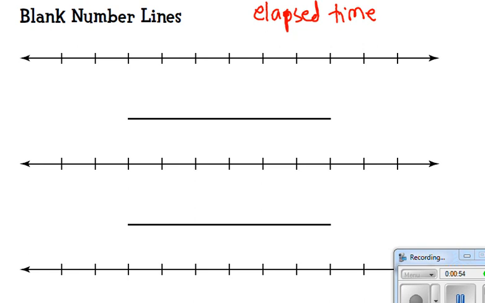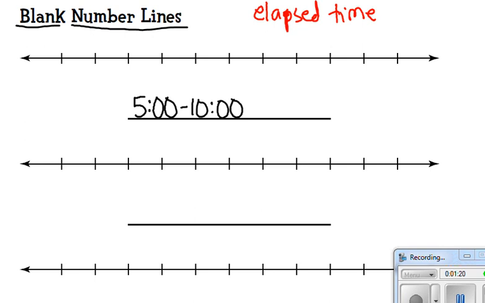So, looking at our sheet, for our first elapsed time, we want to figure out from 5 o'clock to 10 o'clock. Now, you might be wondering, where's my analog clock? Today, we're not going to use analog clocks. We're actually going to use blank number lines to help us figure this out. And there is a way we can do this. It's really not that hard, okay?